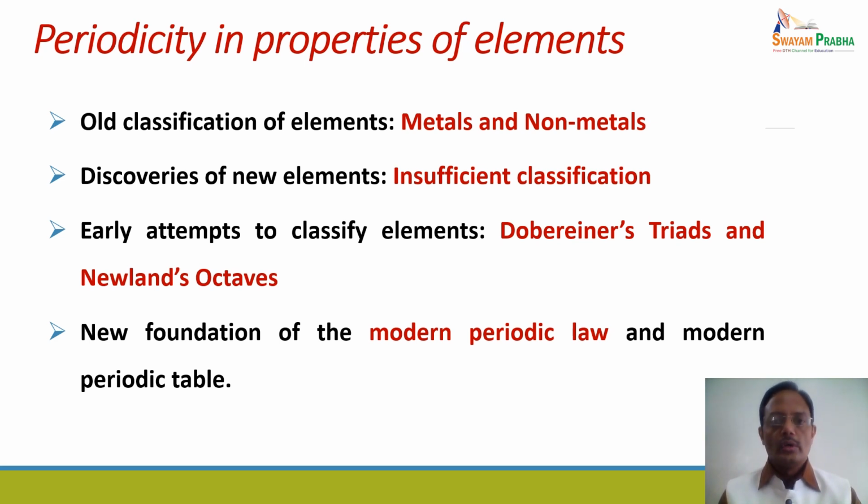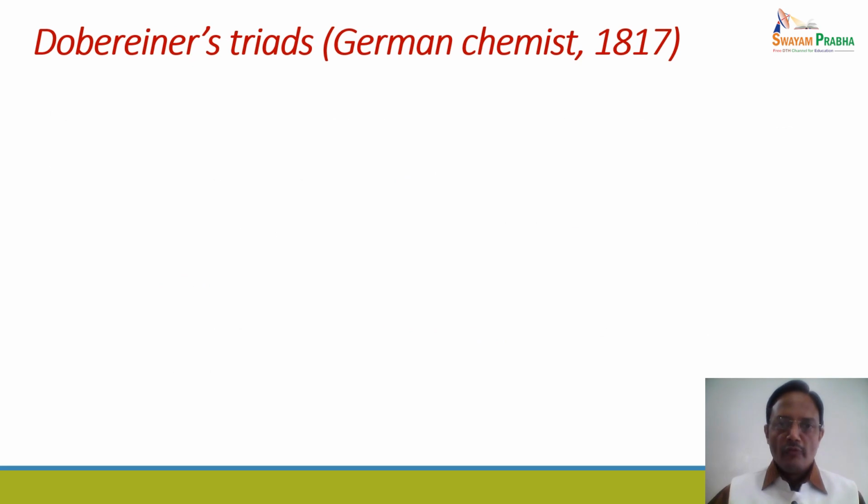We are going to discuss them in chronological order to see how the periodicity in the properties of the elements evolved over a century of efforts by the physicists as well as chemists. The very first scientific attempt to classify the elements on the basis of periodic properties was put forward by Dobereiner, a German chemist, and the studies started in the early 19th century. In 1817, he put forward the law of triads.